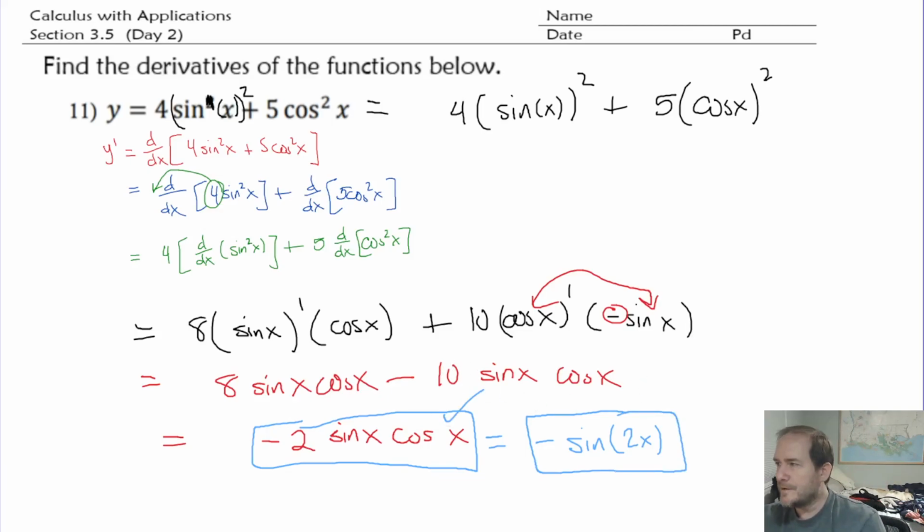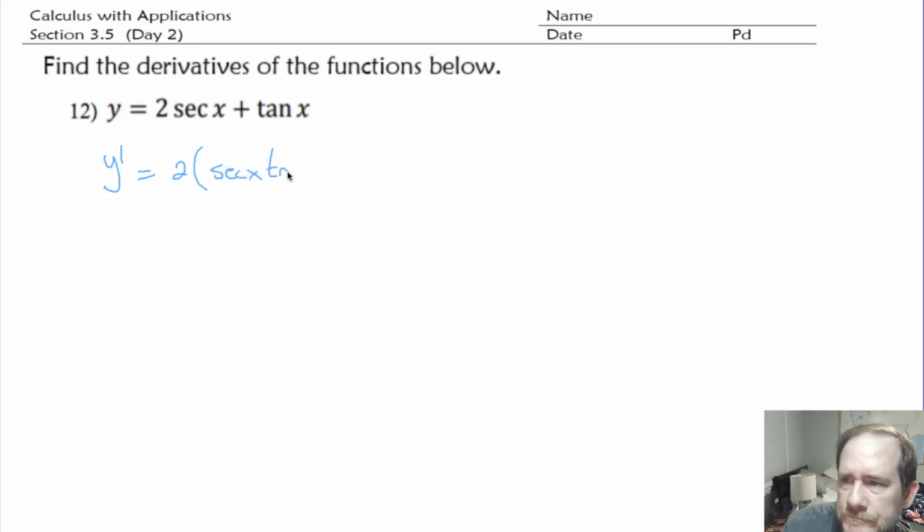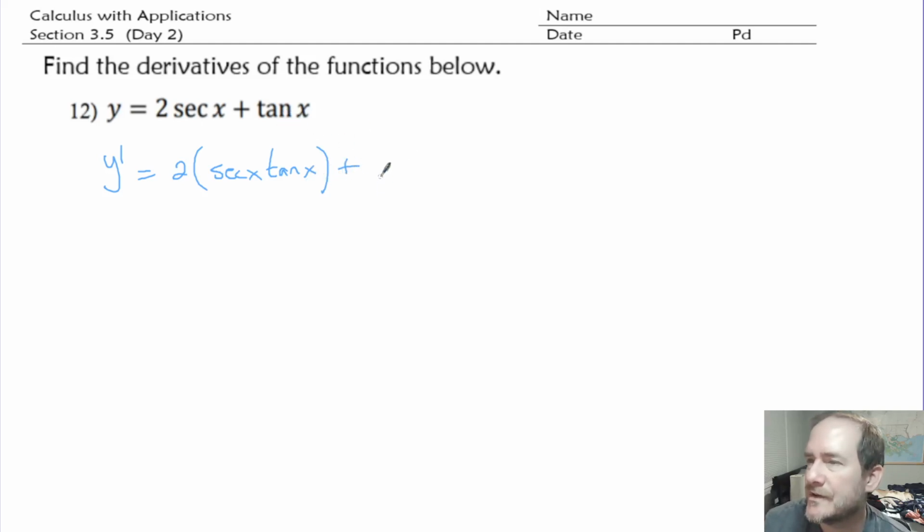Alright, one more problem. I'm running out of steam. So for number 12, same basic idea. Just go ahead and differentiate this first guy, which would be 2 times secant tan. And then you differentiate tan, so just plus the derivative of tan, which is secant squared.